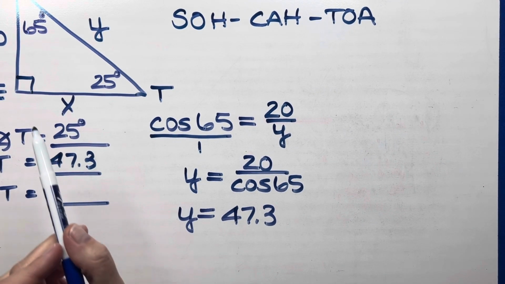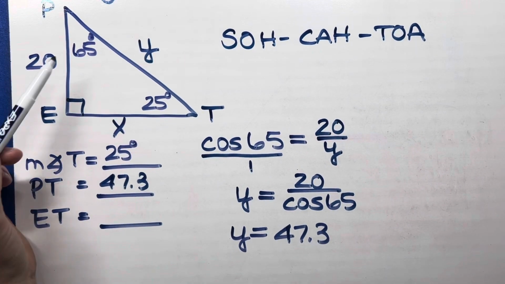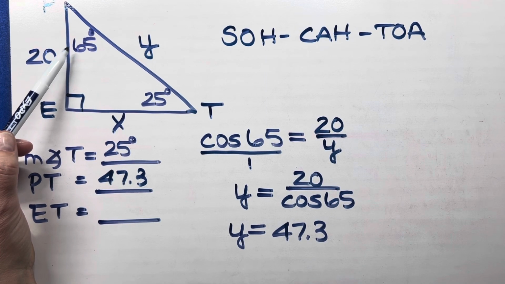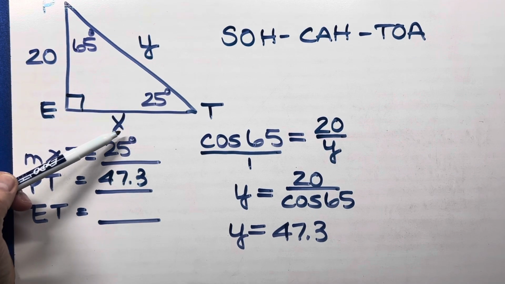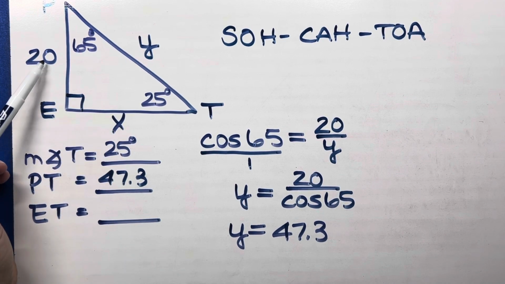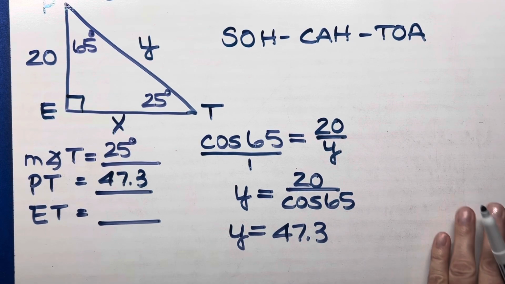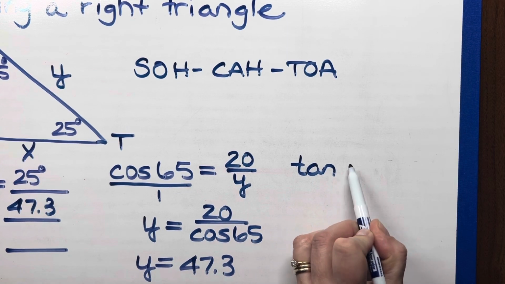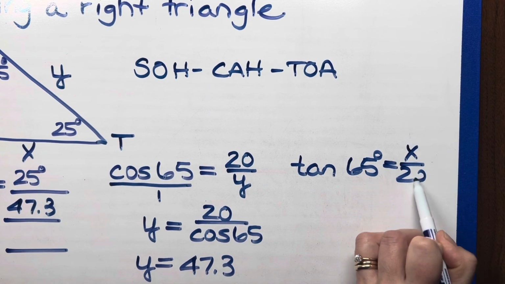Now, the other thing I need to find is the X, which is the ET. Again, I'm going to use the angle that I was given just in case I made a mistake subtracting. So now I've got to find my x. So in relation to this, x is the opposite side, and the 20 that I have is the adjacent. Opposite and adjacent tells me that I can use my tangent. So I'm going to do the tan of 65 equals x over 20.